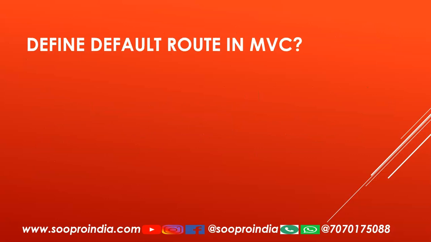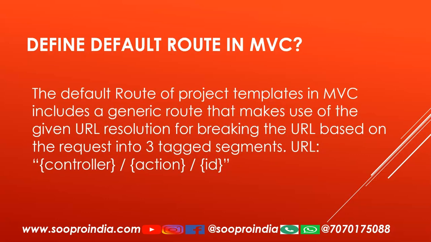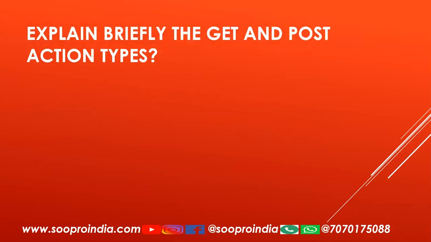Define default route in MVC. The default route of project templates in MVC includes a generic route that makes use of the given URL resolution for breaking the URL based on the request into three segments: URL, controller, action, or ID.